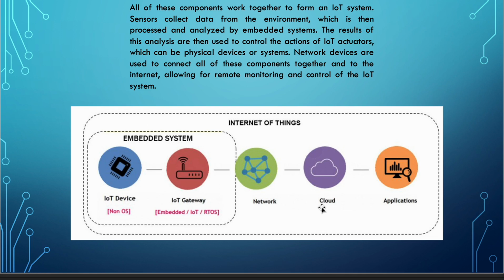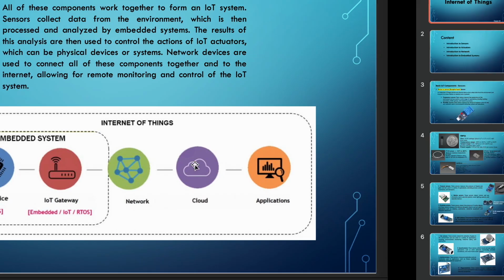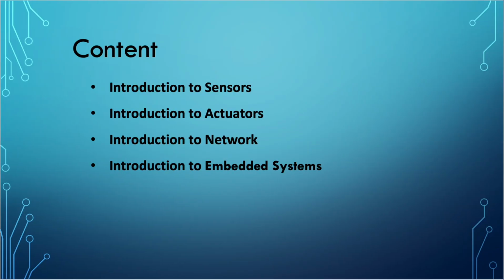In the cloud layer, of course, the processing takes place, right? So from that point we started to talk about sensors, actuators, network, and embedded systems, the four components to build an IoT device, right?